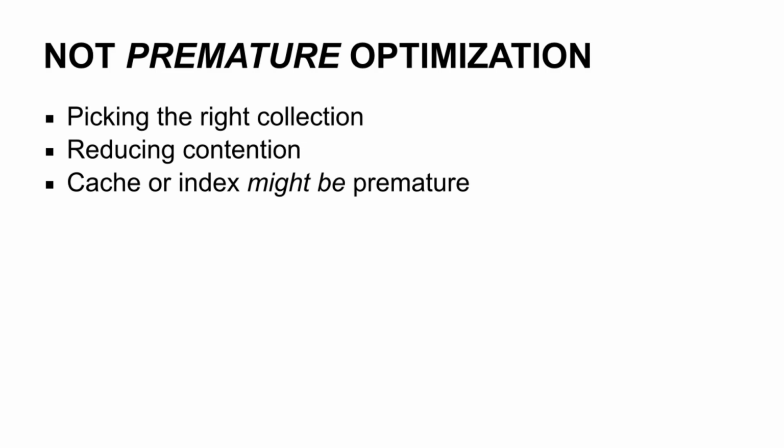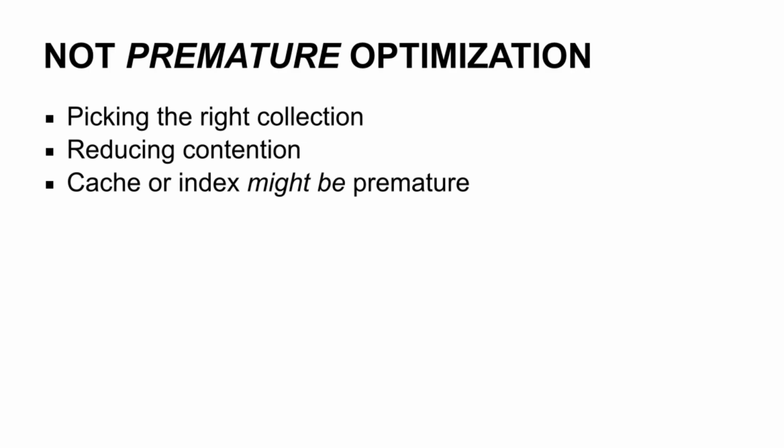Oftentimes we try to add a cache as a band-aid, but then we don't actually even bother to check what the hit ratio of our cache is. If the hit ratio of our cache is low, it's just unnecessary complication. So we have to be really careful about what we mean by premature optimization. It can be good, it can be bad, but you have to be smart about it.